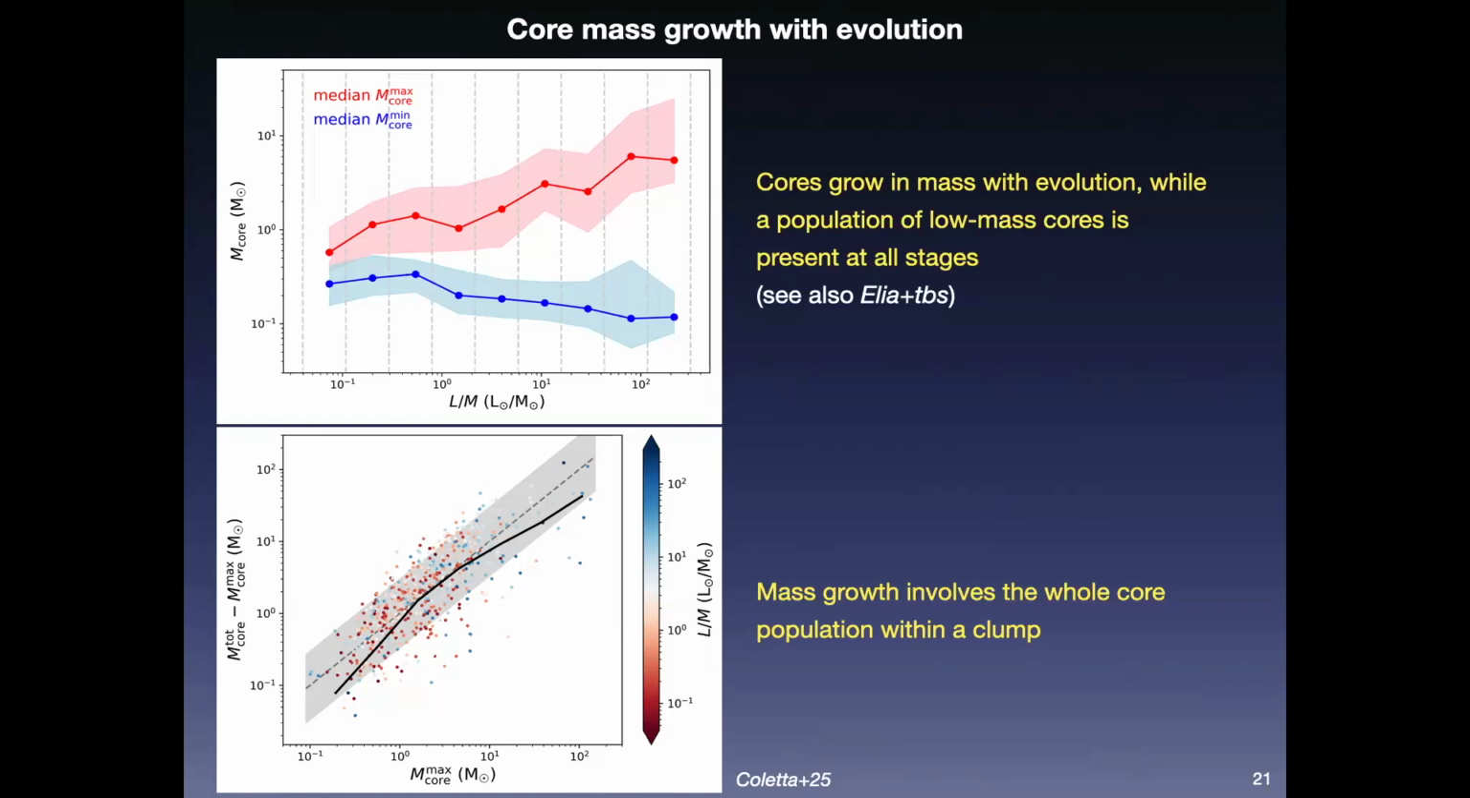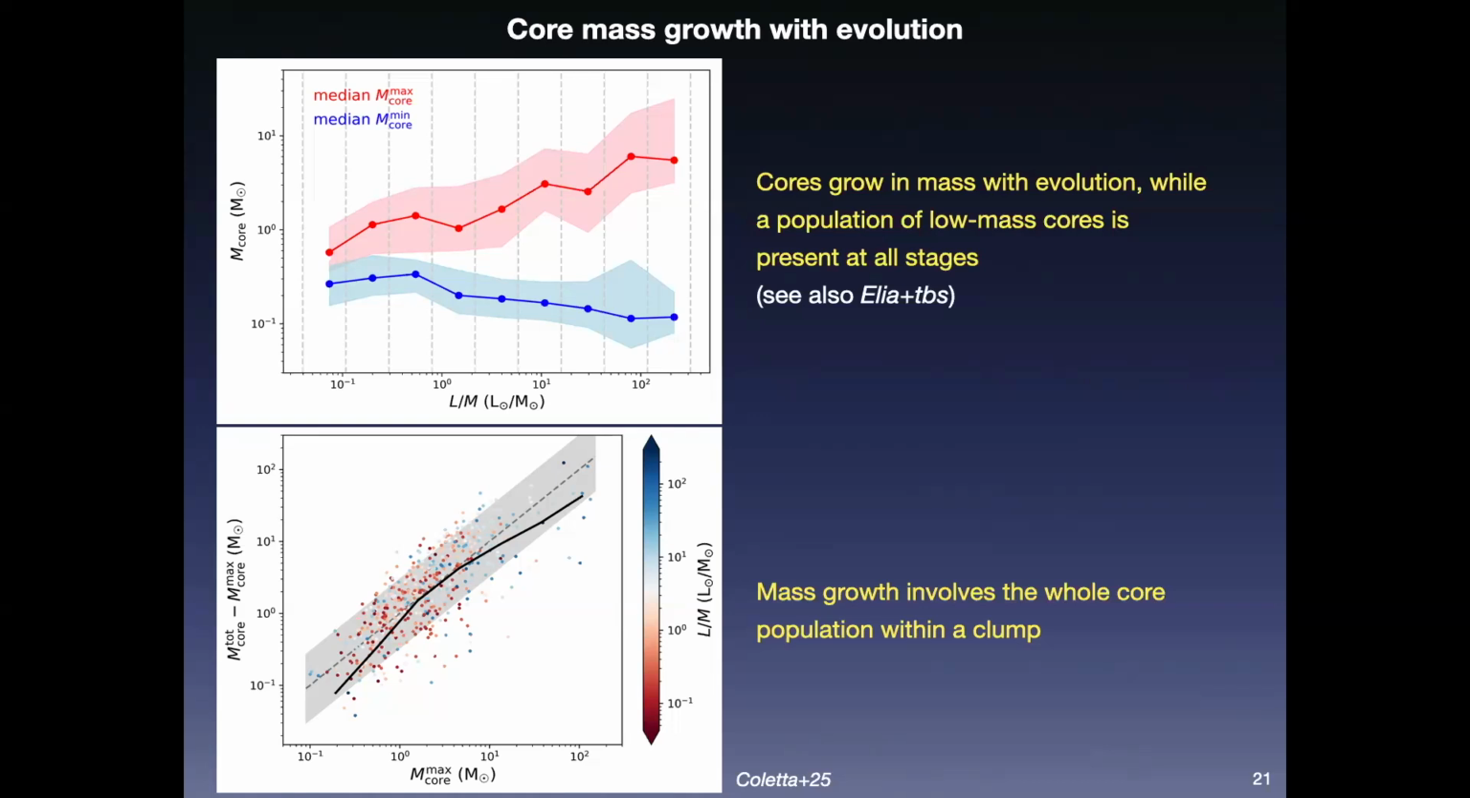So we see here that the maximum core mass within the clumps clearly increases on average with the evolution, while the minimum core mass is almost steady or even slightly decreasing. So basically, this tells us that the cores, at least the most massive cores, grow in mass with evolution, but the population of low mass cores appears to be present at all evolutionary stages.